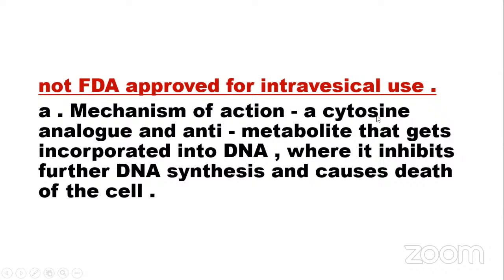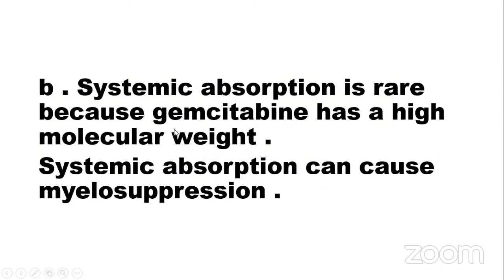The mechanism of action is a cytosine analog, an antimetabolite that gets incorporated into the DNA, where it inhibits further DNA synthesis and causes cell death. Systemic absorption is rare because gemcitabine has a high molecular weight, and systemic absorption can cause myelosuppression as well.